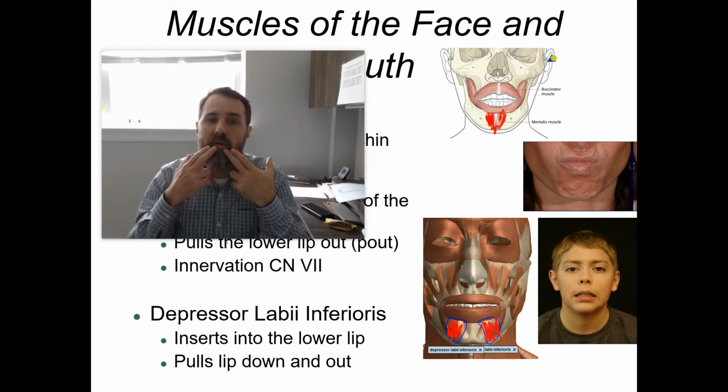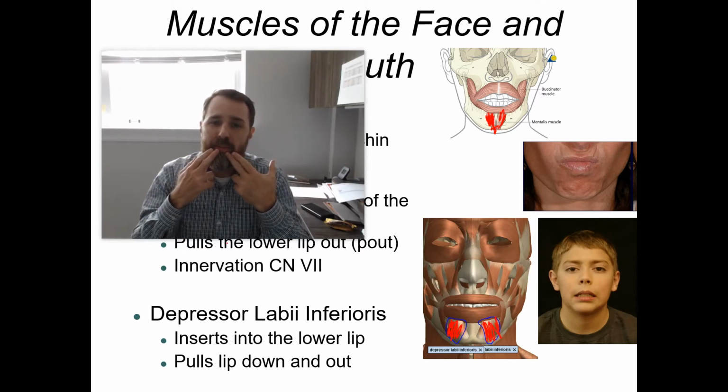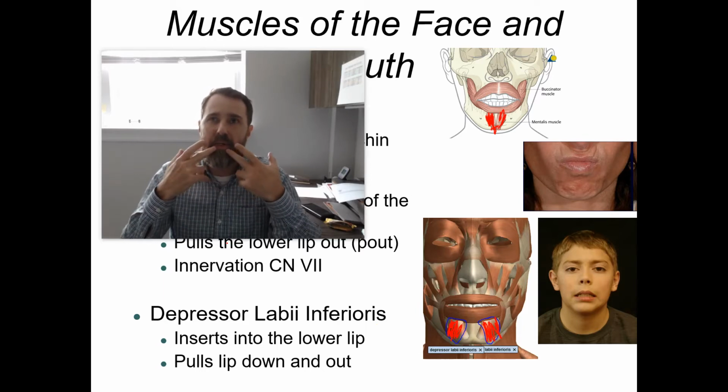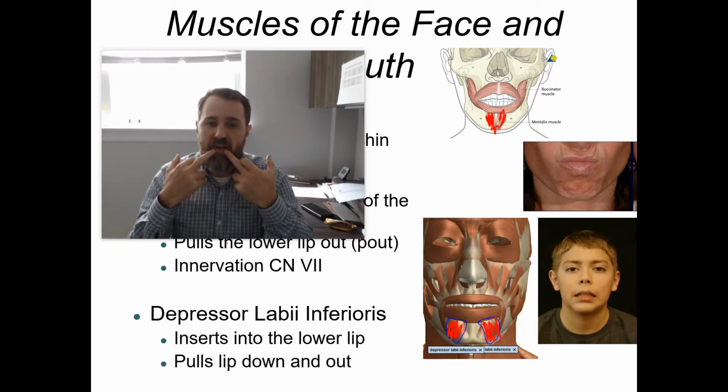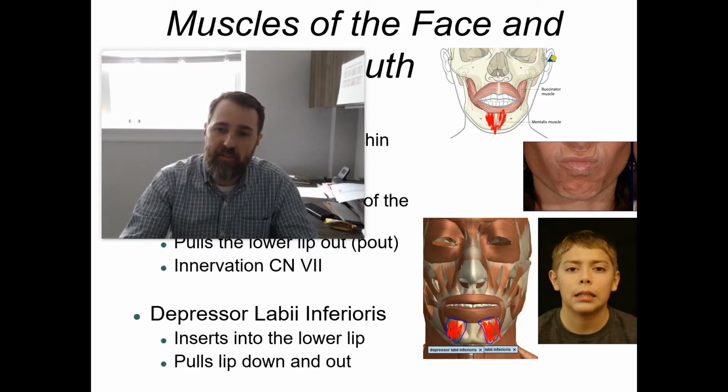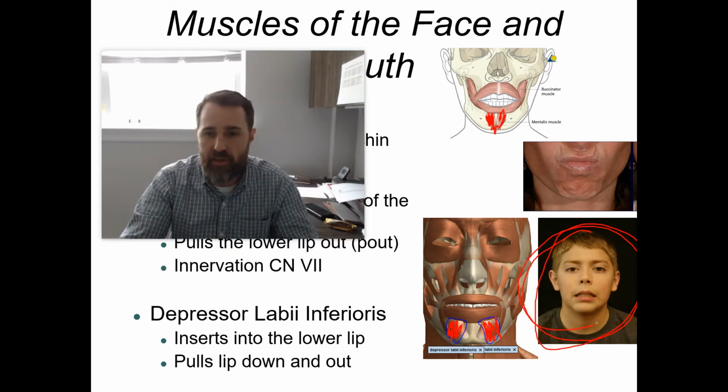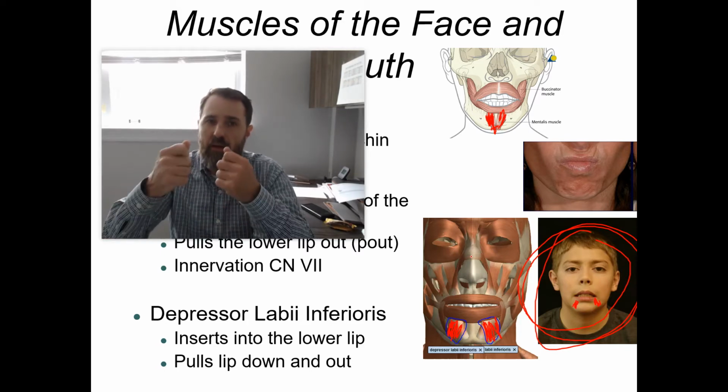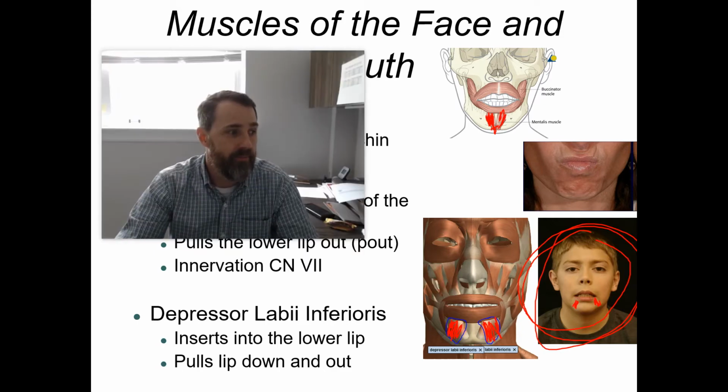So if it's at this angle, when this muscle contracts, it is going to pull the corners of the lower lip down and out. So this kid is demonstrating the action of the depressor labii inferioris pretty well. If you can imagine those muscles right here and right there on his face, pulling that lower lip down.